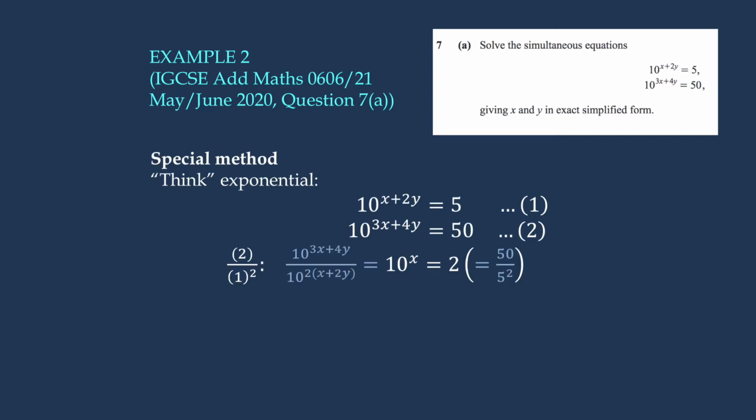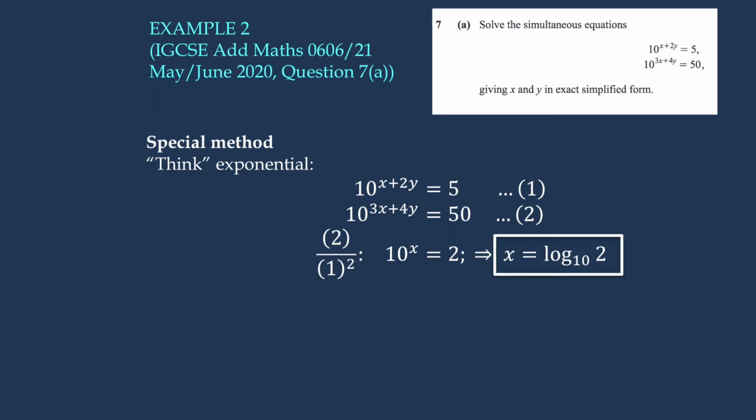Take equation 2 divided by the square of equation 1. This eliminates the term containing y in the index and leaves 10 to the x equals 2. It then follows that x equals log base 10 of 2. That is the first answer.